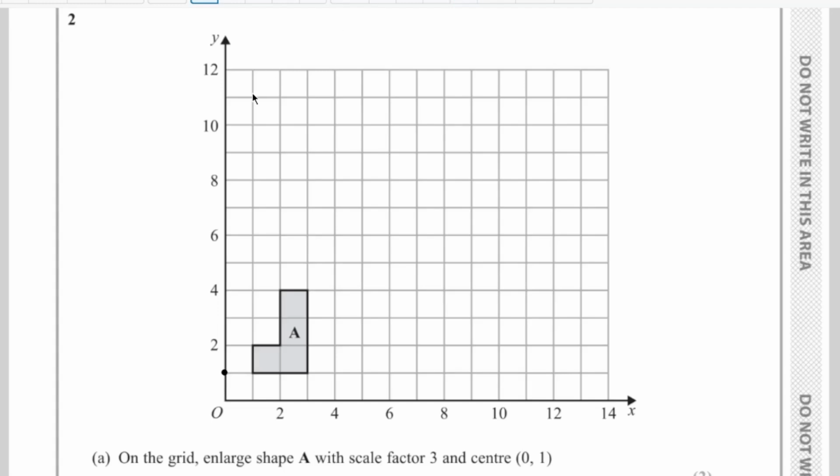After that, we have to label all the vertices of the object. So let's get this one as A, and I'm getting this one as B, C, D, E, F. So these are the vertices. Let's point them out. So we have 1, 2, 3, 4, 5, 6 vertices. We gotta enlarge all these 6 vertices. Let's see how to do it.